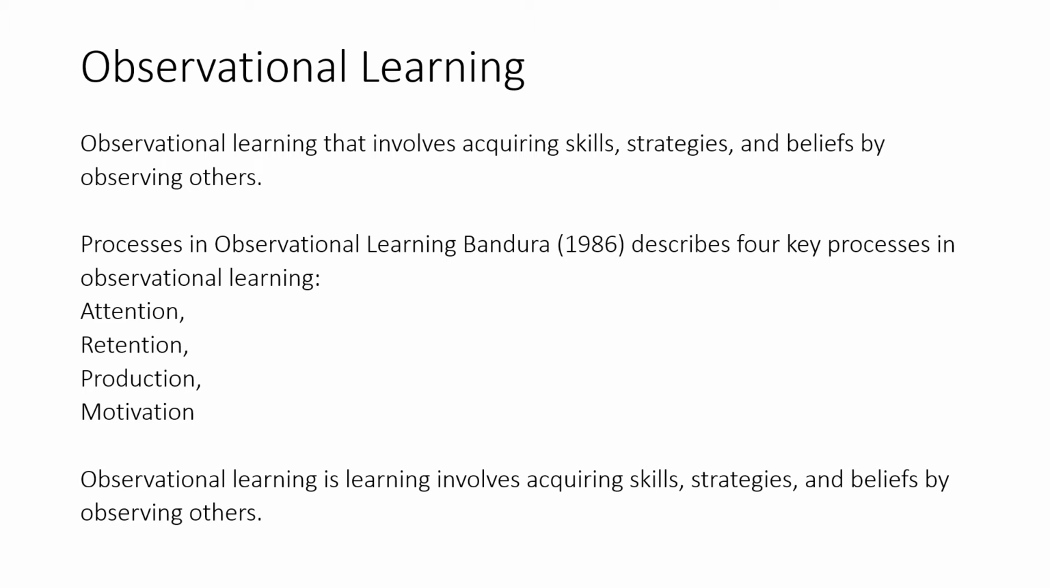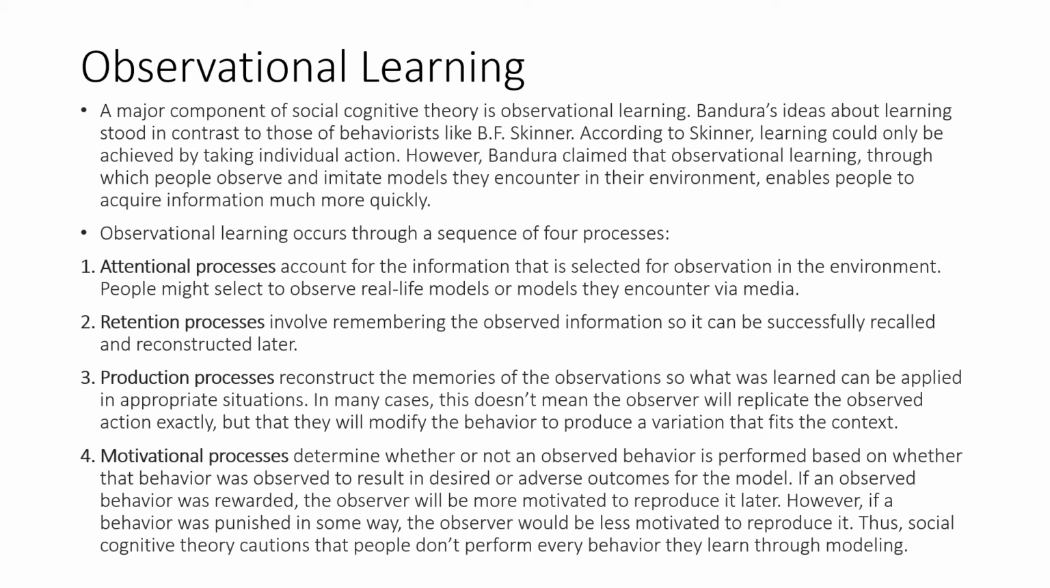Processes in observational learning: Bandura describes four key processes in observational learning: attention, retention, production, and motivation. Observational learning is learning that involves acquiring skills, strategies, and beliefs by observing others. A major component of social cognitive theory is observational learning.